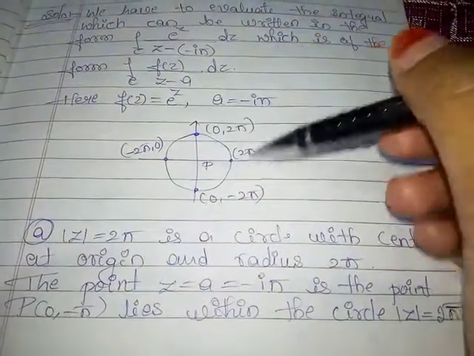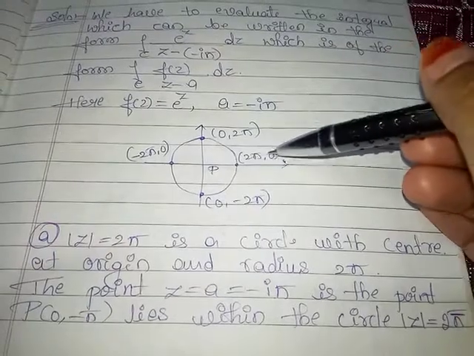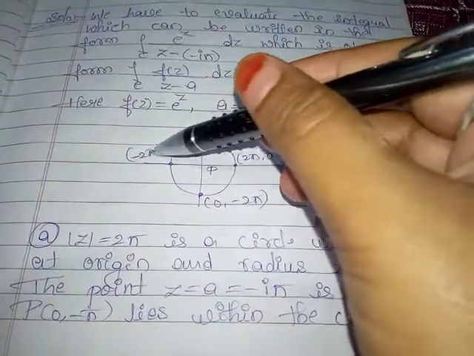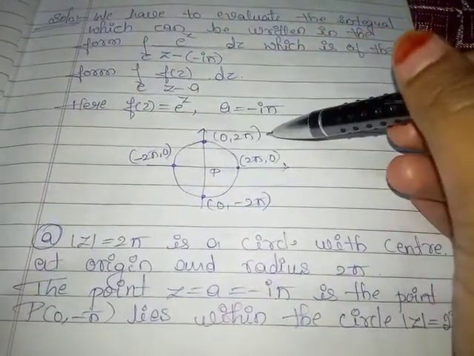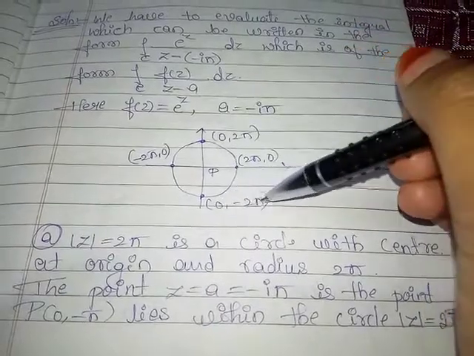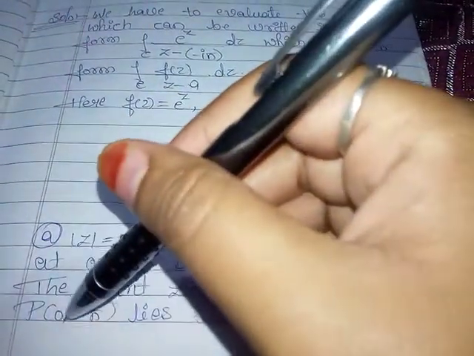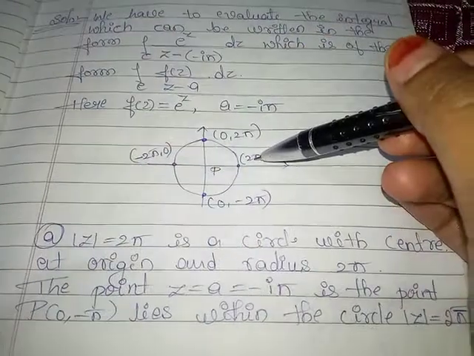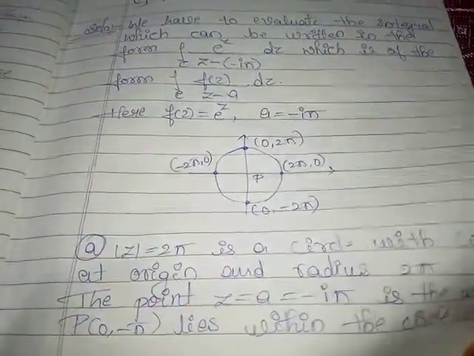See here, this is the circle, this is the point (2 pi, 0), and this is (minus 2 pi, 0), (0, 2 pi), and this is (0, minus 2 pi). Our point is (0, minus pi). Here it is 2 pi, which means it lies inside the given circle.